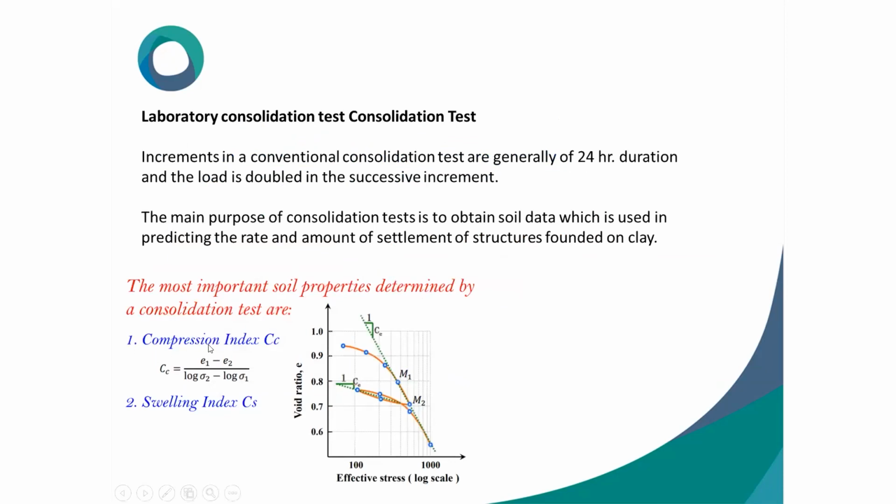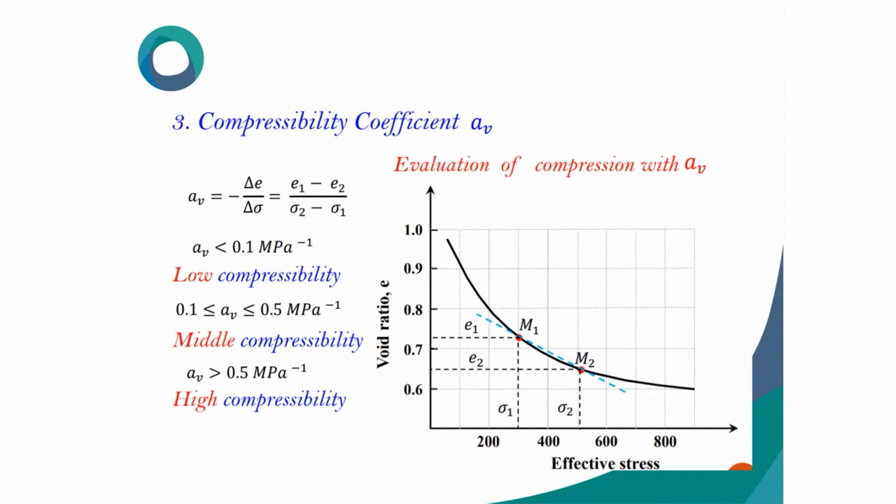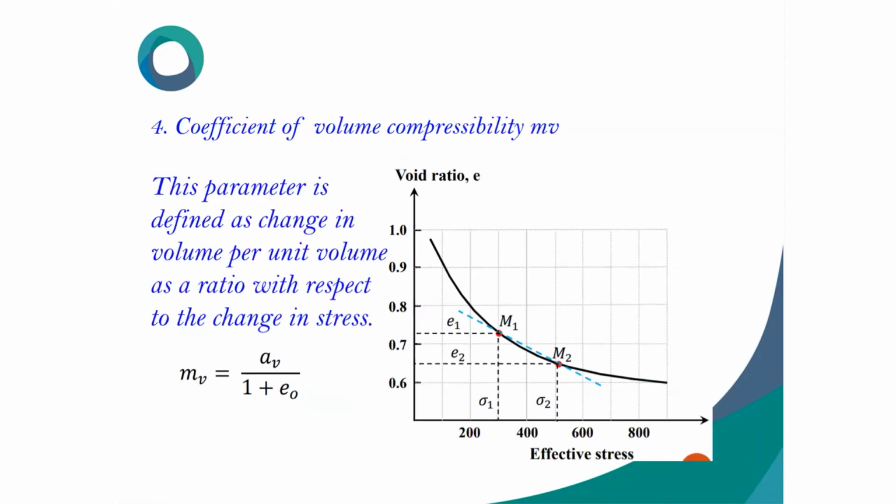And this is the compression index Cc value you will be calculating, and the swelling index Cs. And the coefficient of compressibility av also you are calculating. For low compressibility, av should be less than 0.1 MPa^-1; for medium compressibility, between 0.1 and 0.5; greater than 0.5 is highly compressible. And the coefficient of volume compressibility is denoted by mv.